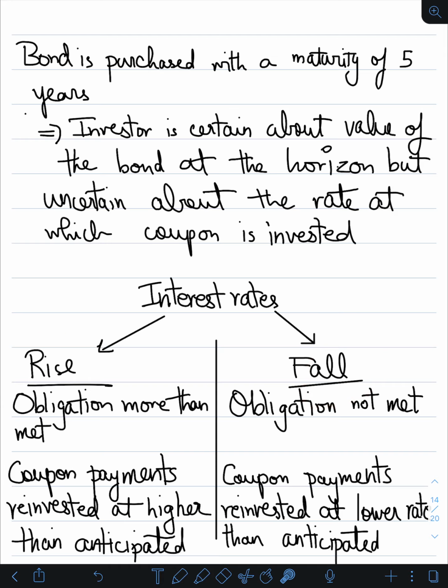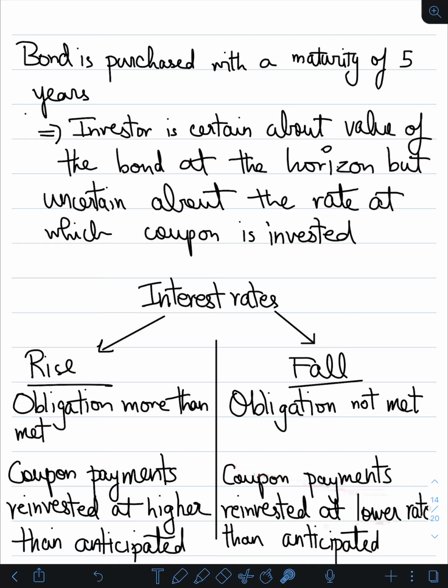Now, if the interest rates rise, the obligation will be more than met, because now these coupons are being reinvested at higher than anticipated rates. So if we were expecting 5% and now we're growing those coupons at 6%, we're going to more than meet our $100 liability. However, if the interest rates fall, the obligation may not be met. Why? Because our anticipated rate is now lower. Our anticipated rate did not come out to play. So we are getting a rate that's lower, and these coupons are going to be reinvested at a lower rate than anticipated. And so in that case, we will not be able to meet our obligation.